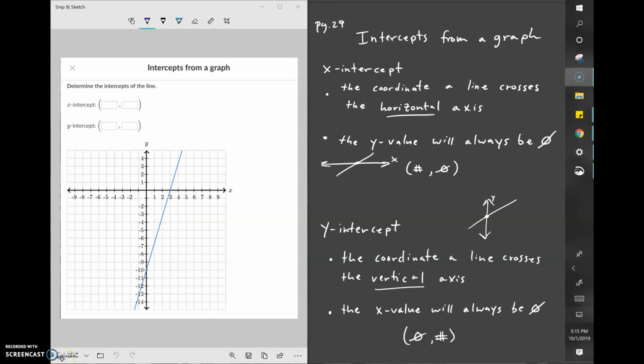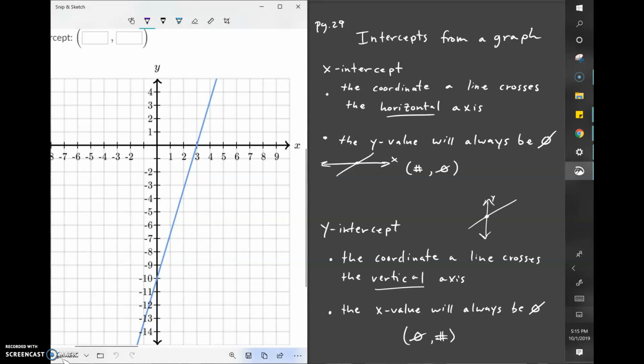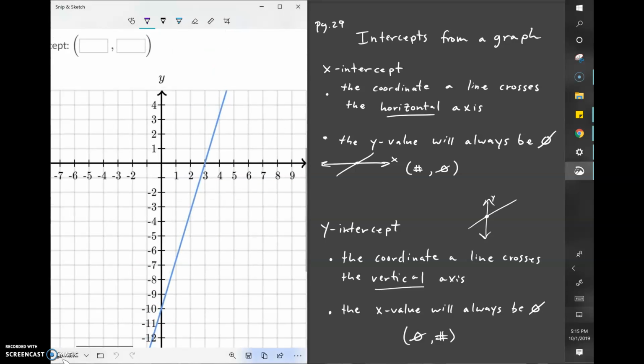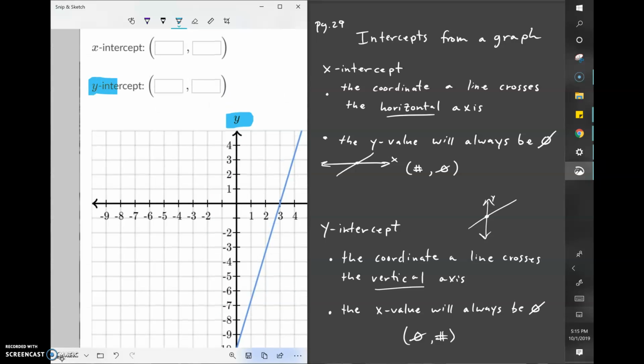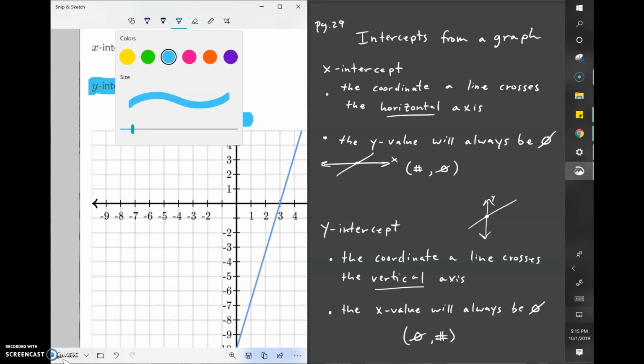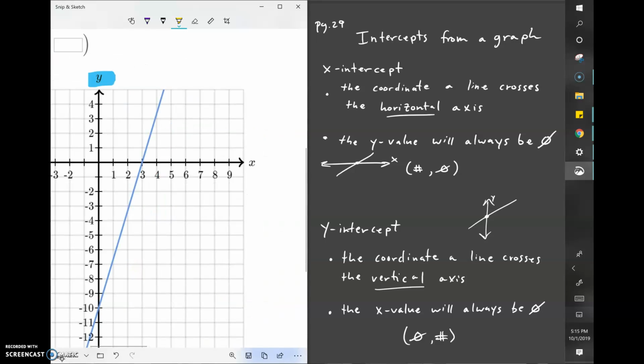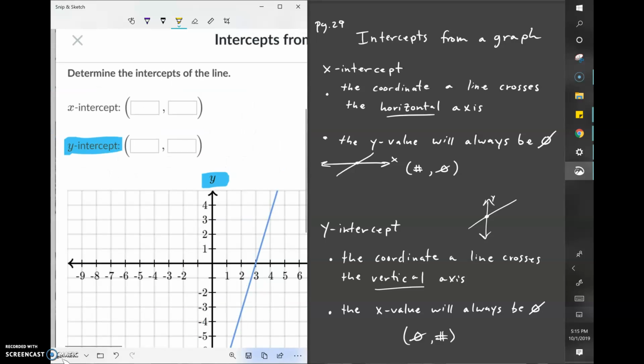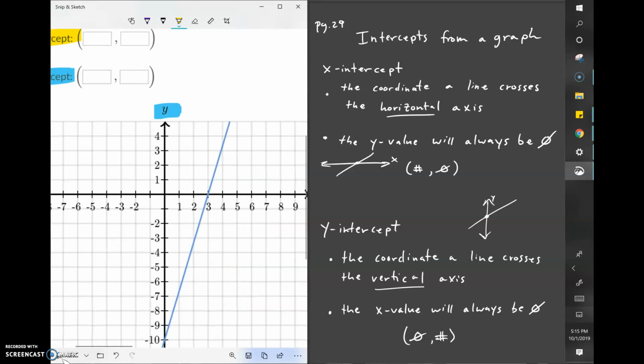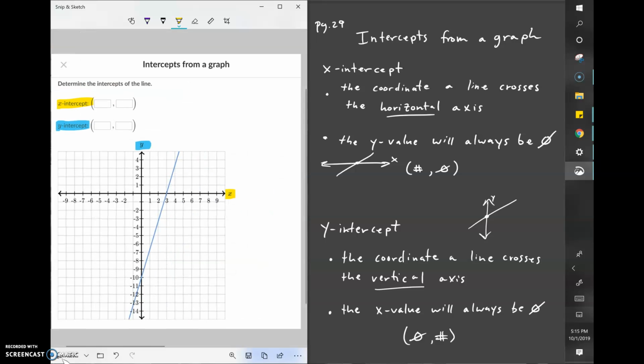Alright, today's video is going to cover intercepts from a graph. Intercepts are essentially where this blue line crosses the y-axis, which would be the y-intercept, and where this blue line crosses the x-axis, which would be considered the x-intercept. Now, there's a couple important things to note.